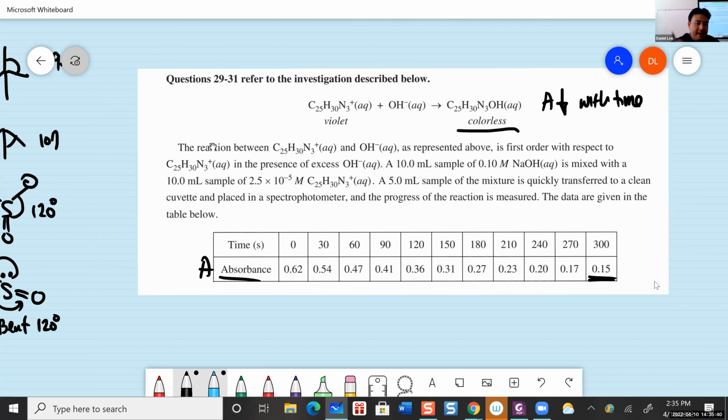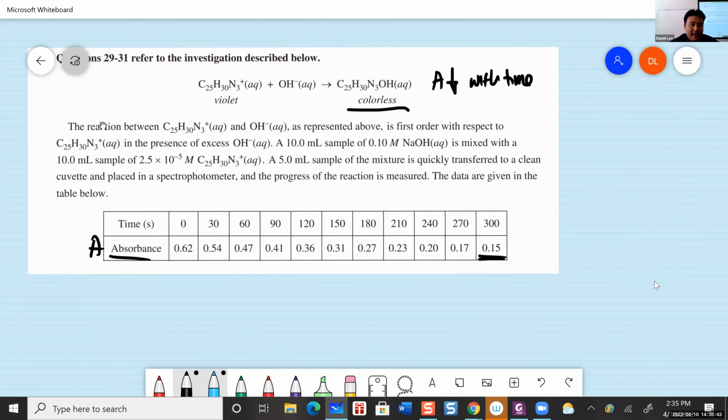Okay, so this is the kinetics. So absorbance is kind of like the concentration of the violet. Yeah, the violet is the one that has color, which will give you the absorbance, okay? Now, usually these kinetics are either zero, first, or second order. So how do I know it is first order? I know it's first order because absorbance halves. Look, absorbance went from 0.62 initially, and it becomes 0.31, isn't it half? How much time did it take to halve? 150 seconds. And then 0.31 becomes 0.15, halves again.